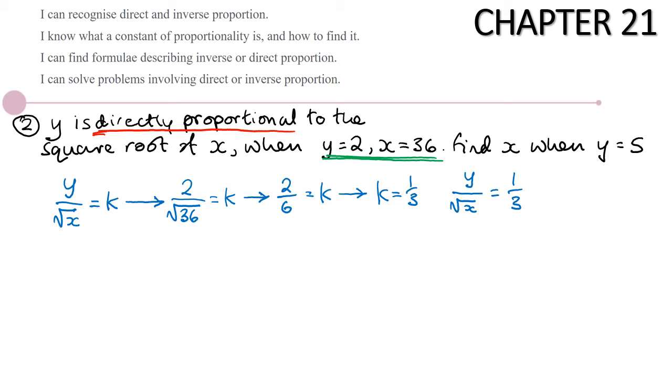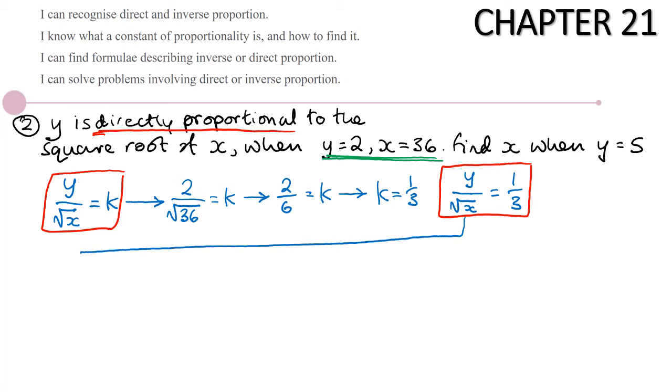Now when you do these questions, it is really important that you write down this to start, then you do your working, then you write down your formula. We need to find k to find the formula, and in this case we divide to find k. So now I can answer the question. It says find x when y is 5. So I'm going to use this formula here, and I need to find x when y is 5. So I have 5 over the square root of x equals a third.